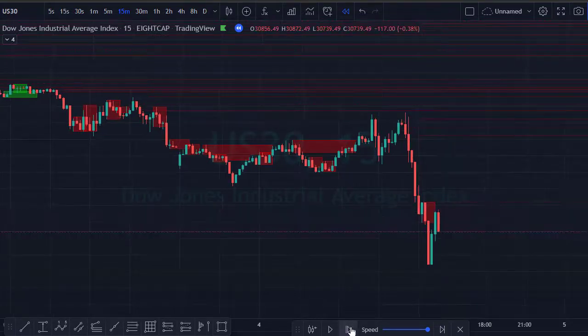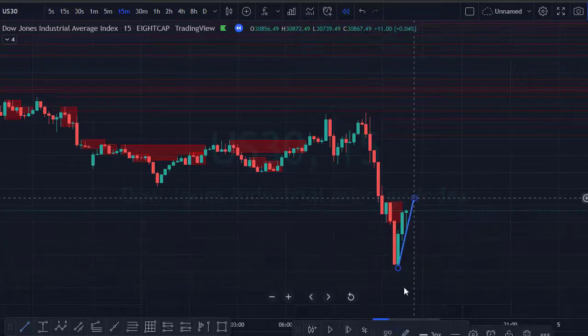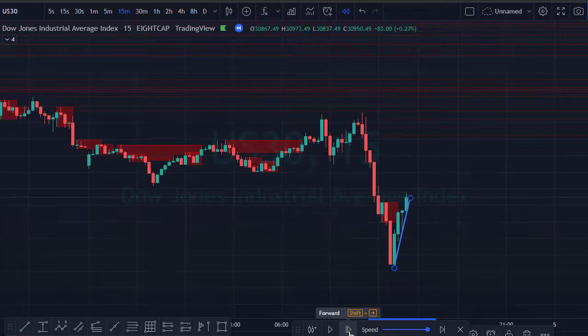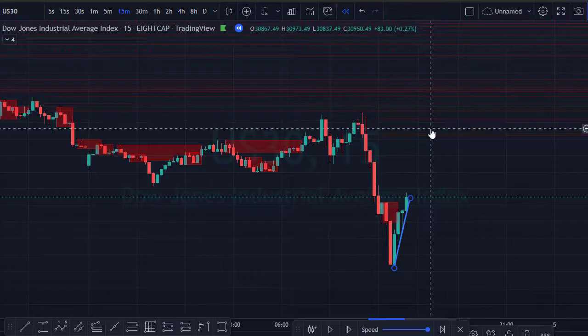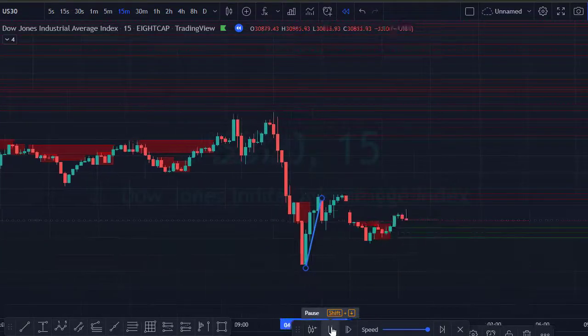Let's see what happens. That turned red. But again, we've got to draw the trend line. It broke the high, so I'm going to wait till it gets up to this one right here, if it does. Let's just see.